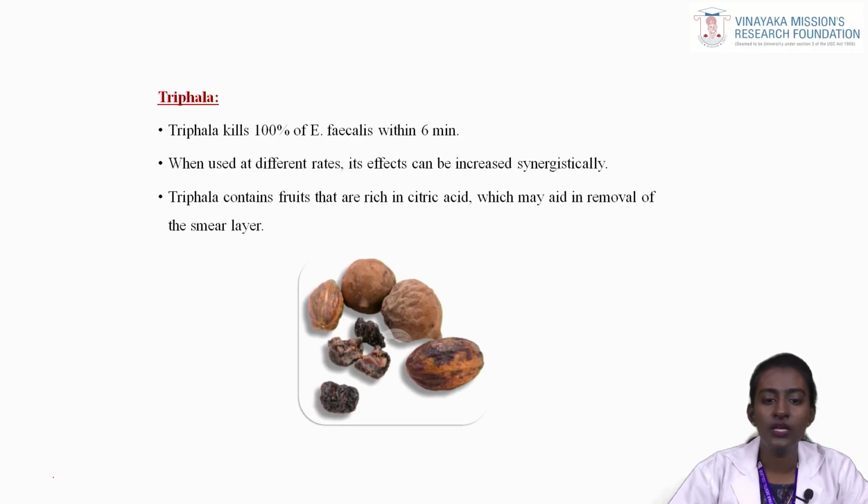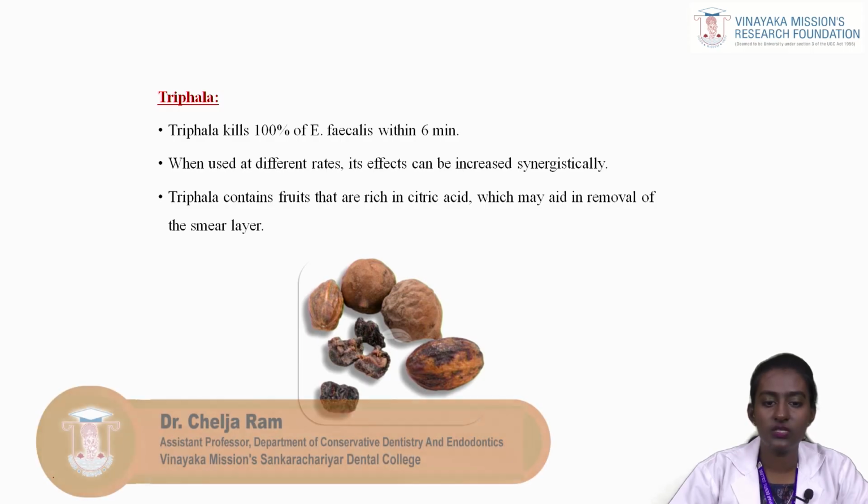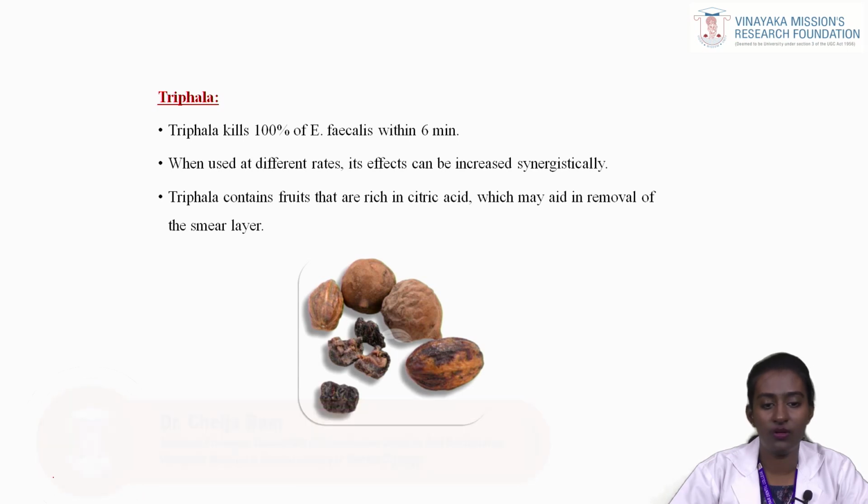First is the Triphala. It was found to kill 100% of the E. faecalis within 6 minutes. This is basically a fruit preparation that is rich in citric acid and aids in the removal of the smear layer.